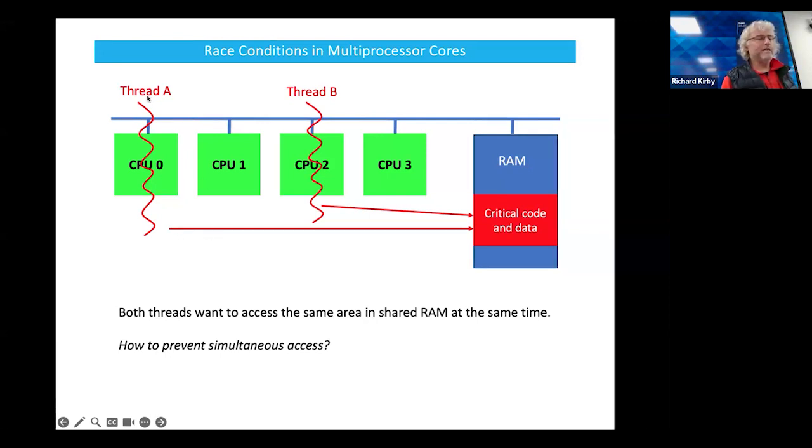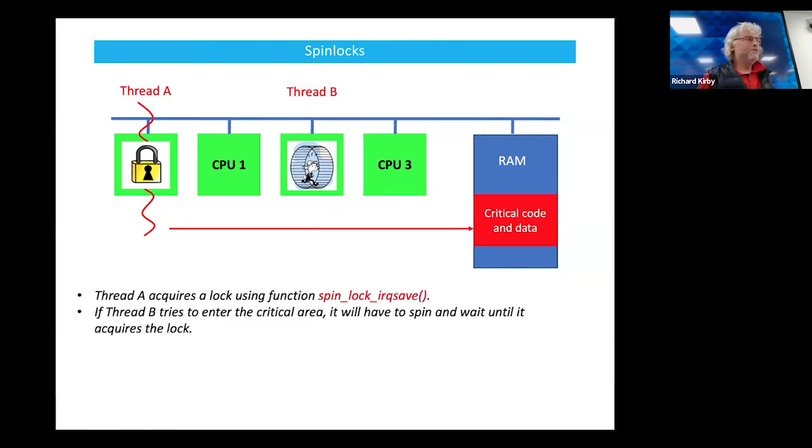You can have two threads, thread A, thread B. They both want to access the same critical code and data area and memory. So we need to prevent that somehow in our driver from happening. So one of the things you can do is use spin locks. So in your driver, for example, the routine that's switching the LED on might be wanting to switch it on. You want to prevent something else from switching the LED off.